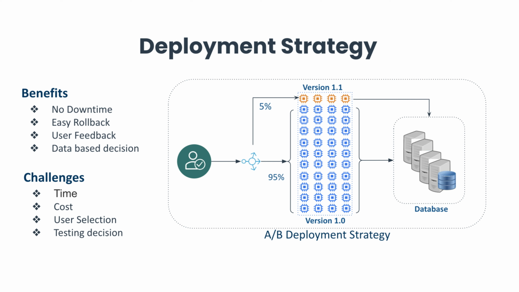Next, we will talk about some challenges. Time and cost are major challenges. Along with that, two major challenges are there in A/B deployment strategy. First is user selection and second is testing decision. Right user selection can be challenging, otherwise it would return stale data and affect data-driven decisions. The major challenge with this strategy is validating all the traffic metrics and user behavior. It would highly impact the business decision.